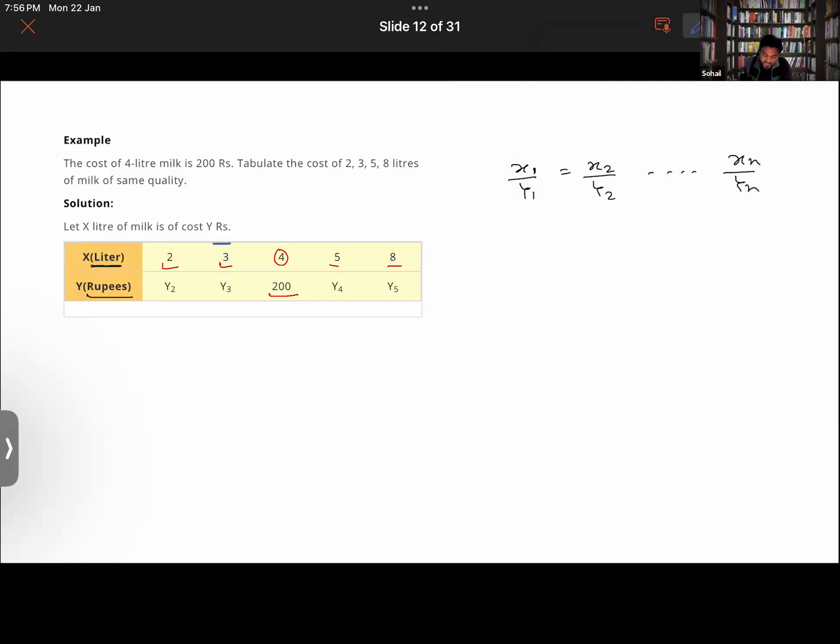So let's see. For 5 liters, it will be 250. For 5 liters it will be 250. Correct. Very good.